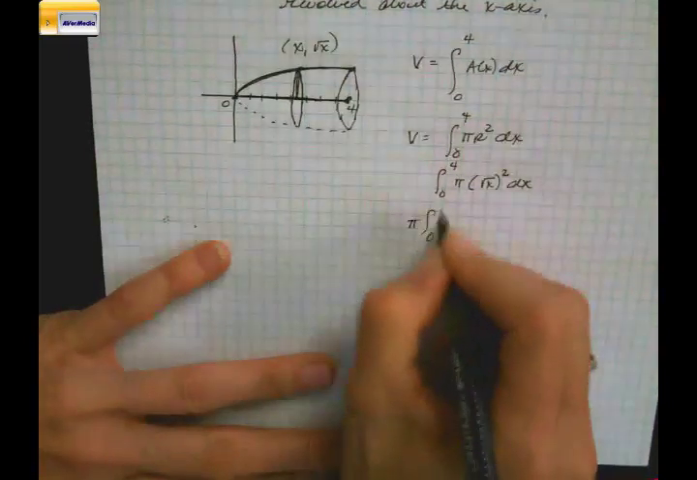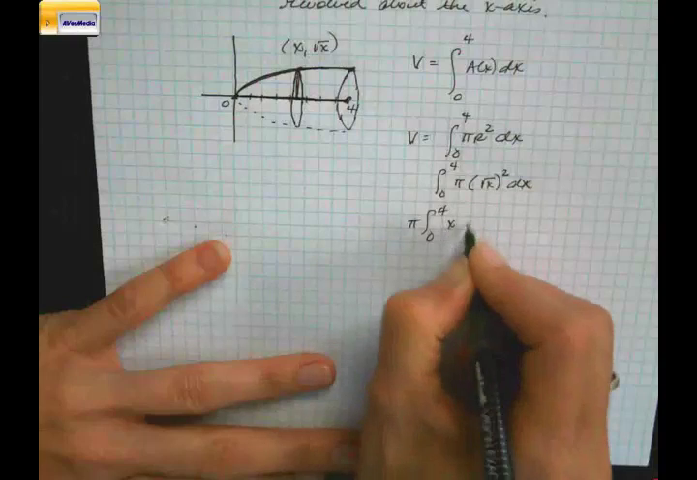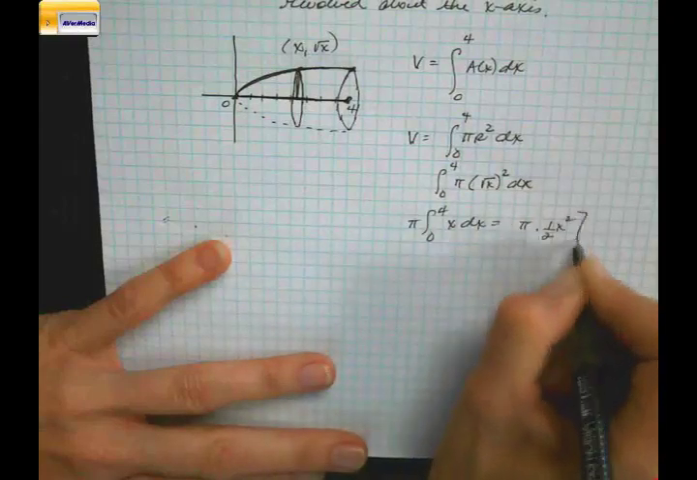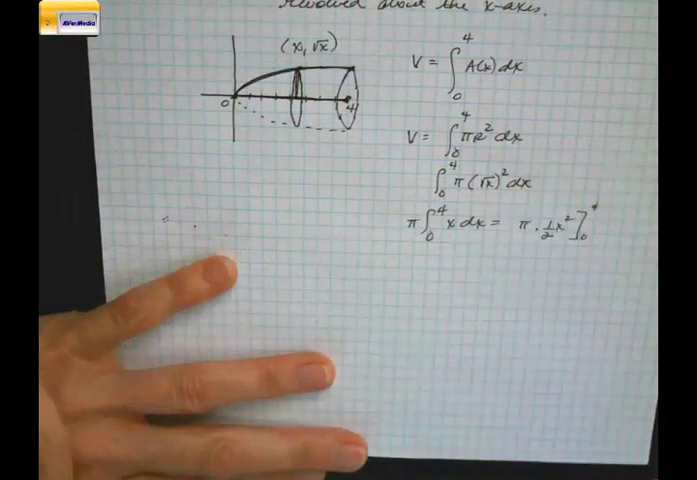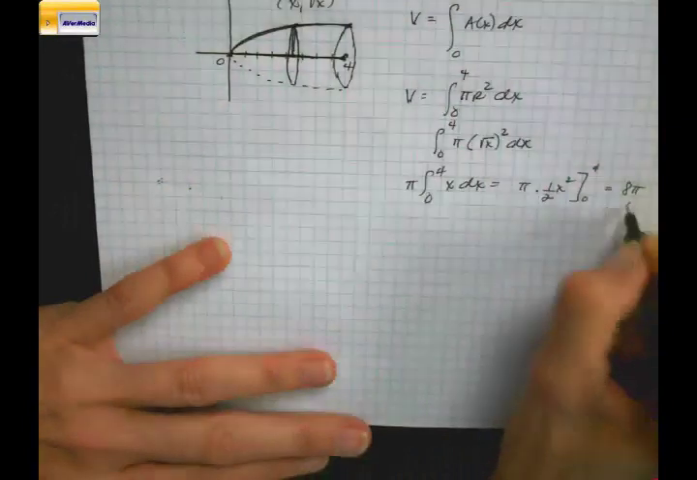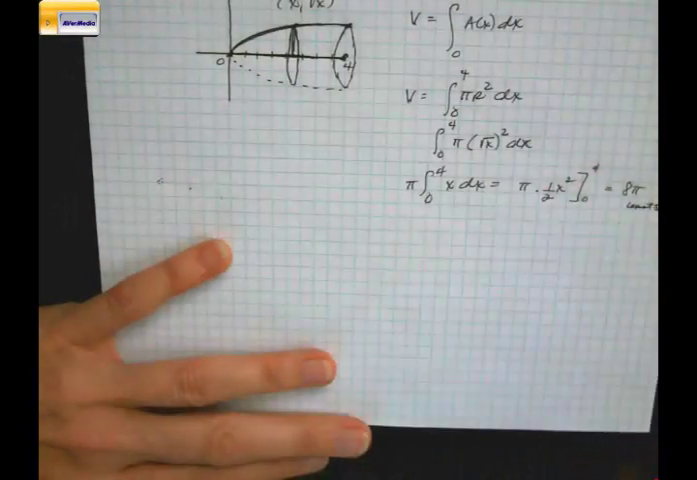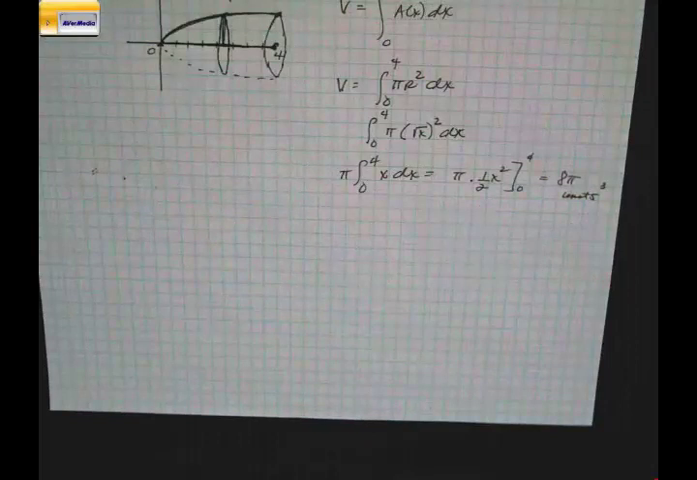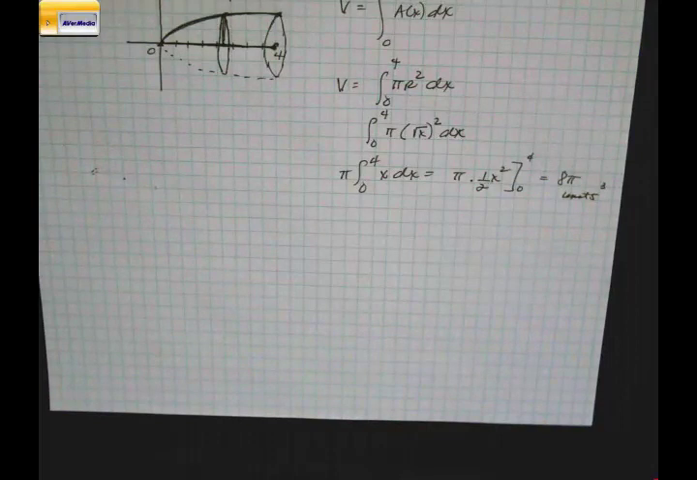So you can pull the pi out the front, and this becomes what? Just x dx. So this becomes pi times 1/2 x squared, evaluated from 0 to 4, which turns out to be 8 pi units cubed. Okay, they're not showing that it's units cubed, but I'm going to write that because I want you to really recognize that this is a volume amount. It is that simple.